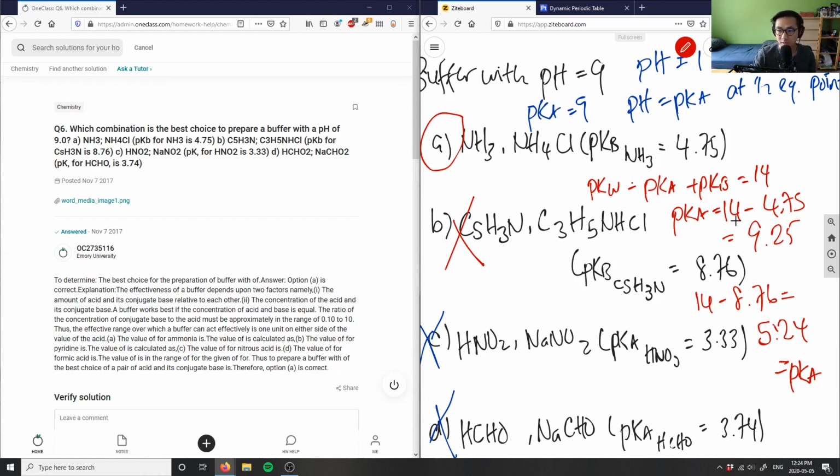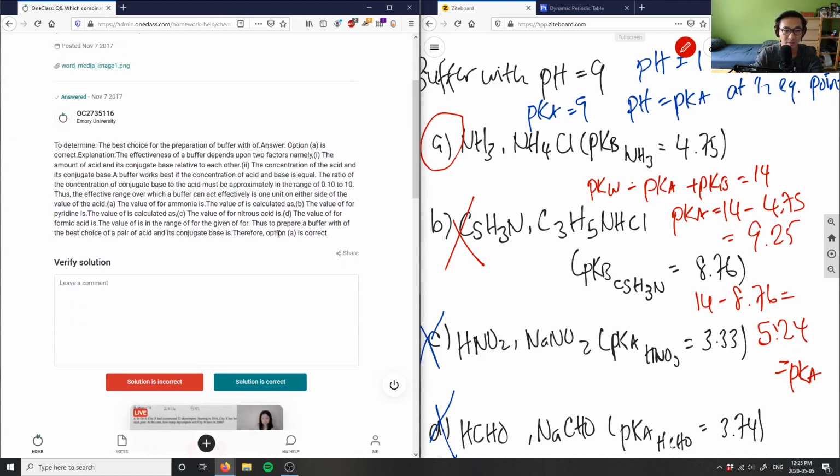So A is correct, because you need to know the relationship between pH and pKa, and that the buffer has a tolerance of plus or minus 1 pH. Remember, pH goes by a logarithmic scale, so the ratio of conjugate base to acid concentration must be approximately in the range of 0.10 to 10, or pH within plus or minus 1, for the buffer to act effectively on each side. A buffer works best if the concentrations of acid and base are equal. They've probably calculated the pKa of those, and they realize pH equals pKa at the half equivalence point. So the pKa of A is 9.25, which makes the best buffer. They said option A is correct.